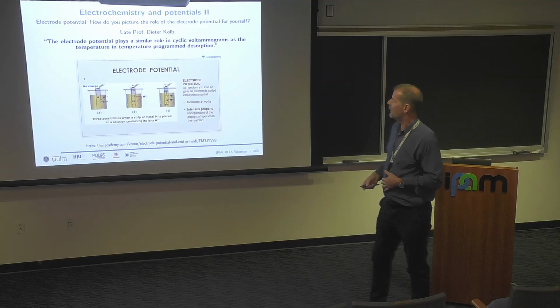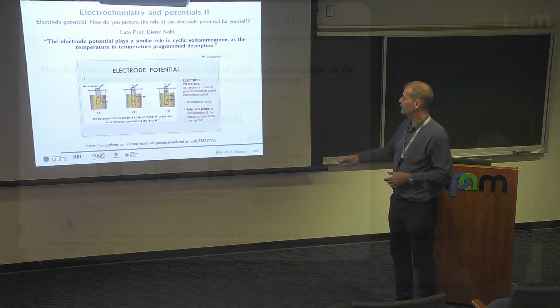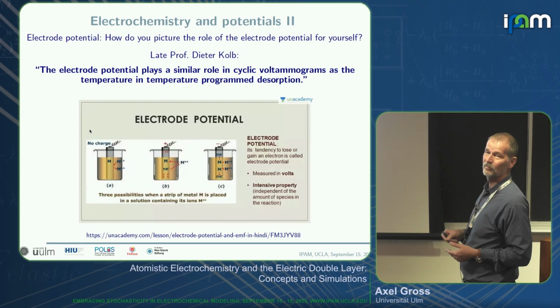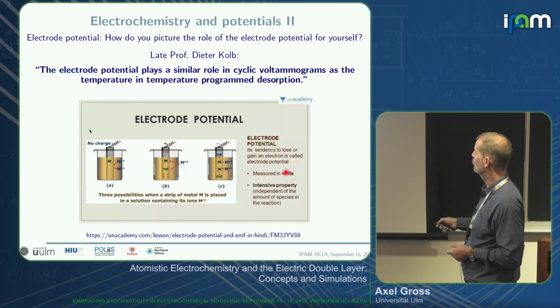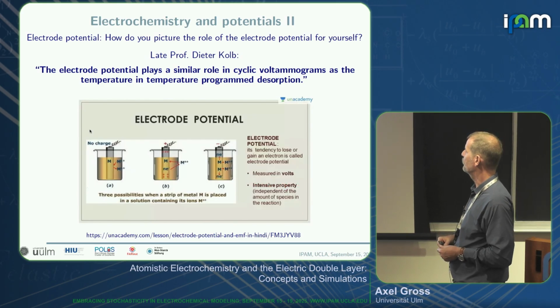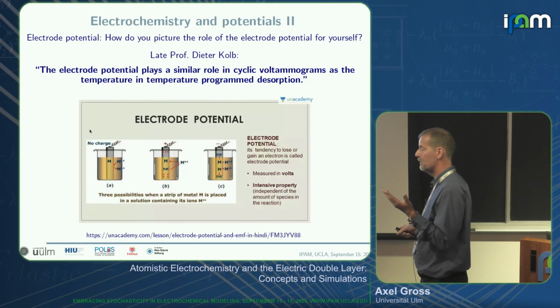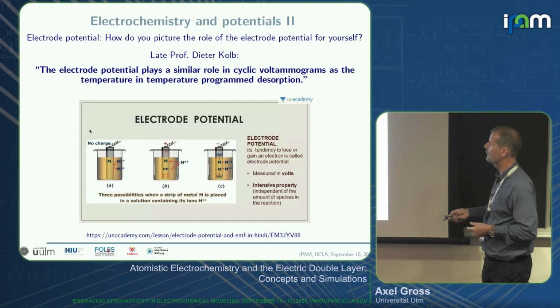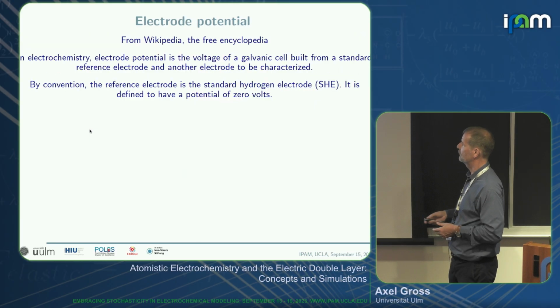And then I also looked up, this is interesting, electropotential and electromotive force in Hindi. I like this very much because it says the tendency to lose or gain an electron is called electropotential. And you see, in principle, this is like a chemical potential. It's measured in volts, and also important, it's an intensive property. It's independent of the amount of species, and it also means in principle that it has to be constant in thermodynamic equilibrium, if you consider this as a thermodynamic quantity.